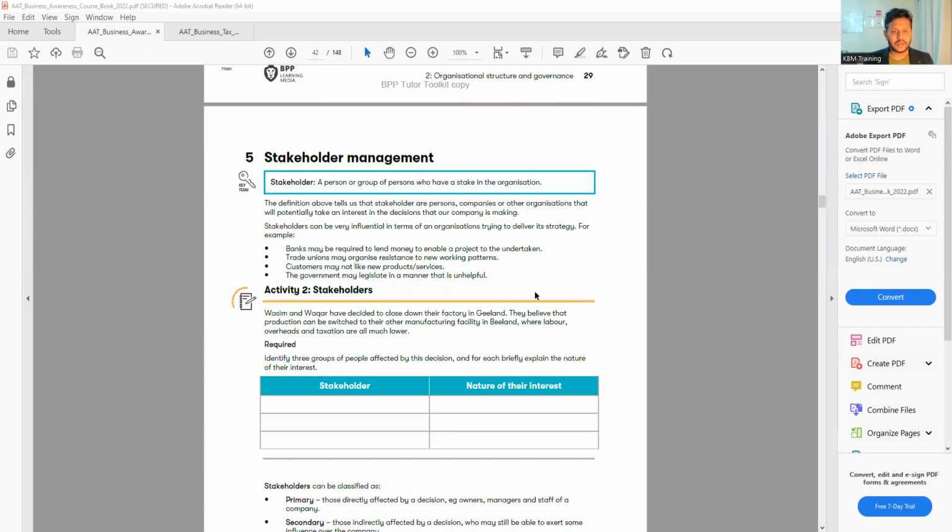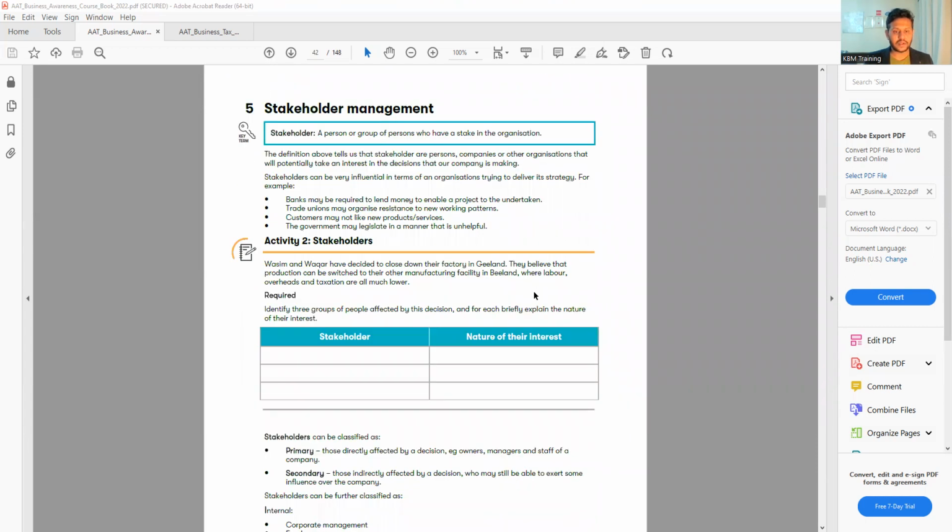All right, so the next point we have is stakeholder. Let's try to understand the stakeholder. It's not a very difficult thing. Stakeholders are the people who are impacted or affected by the decision of the business. So if the business took any decision, and somehow you or anyone gets affected because of that decision, then he or she is the stakeholder.